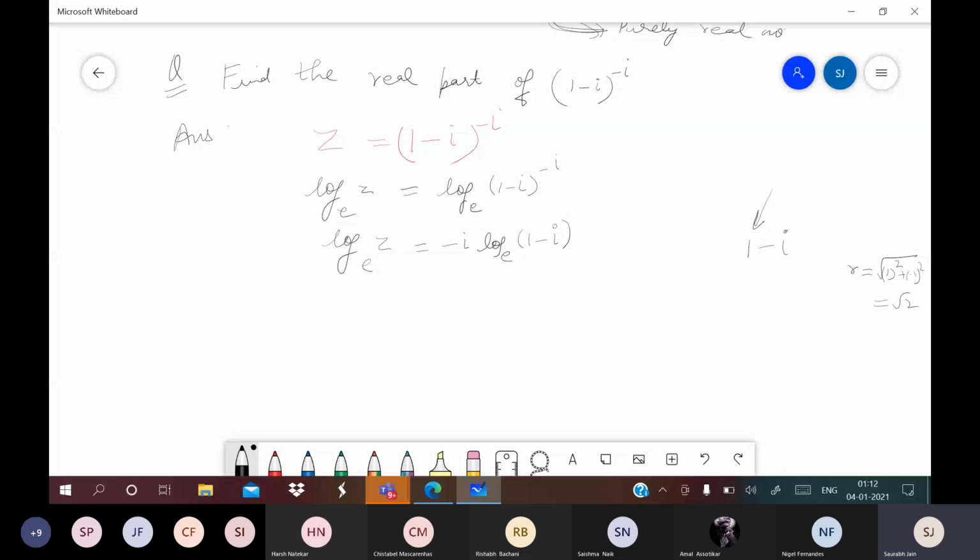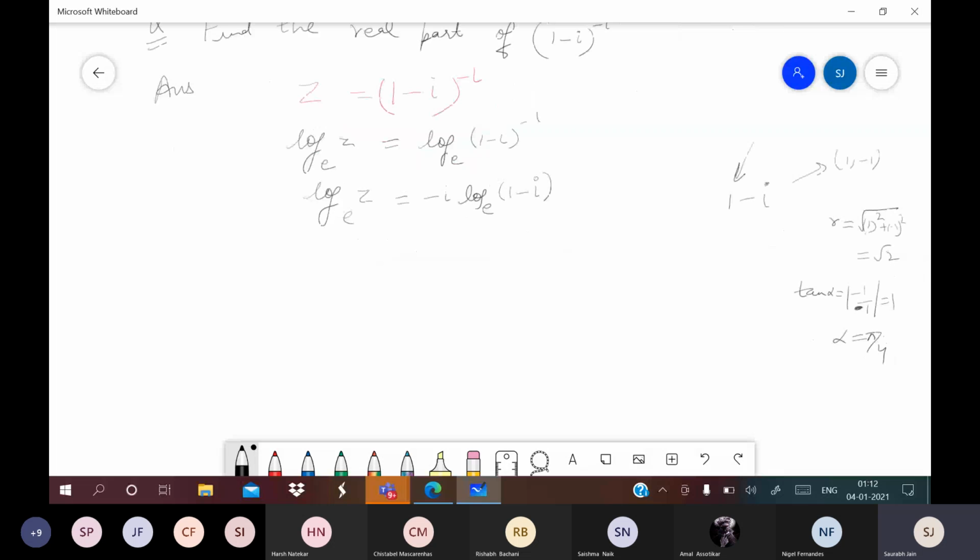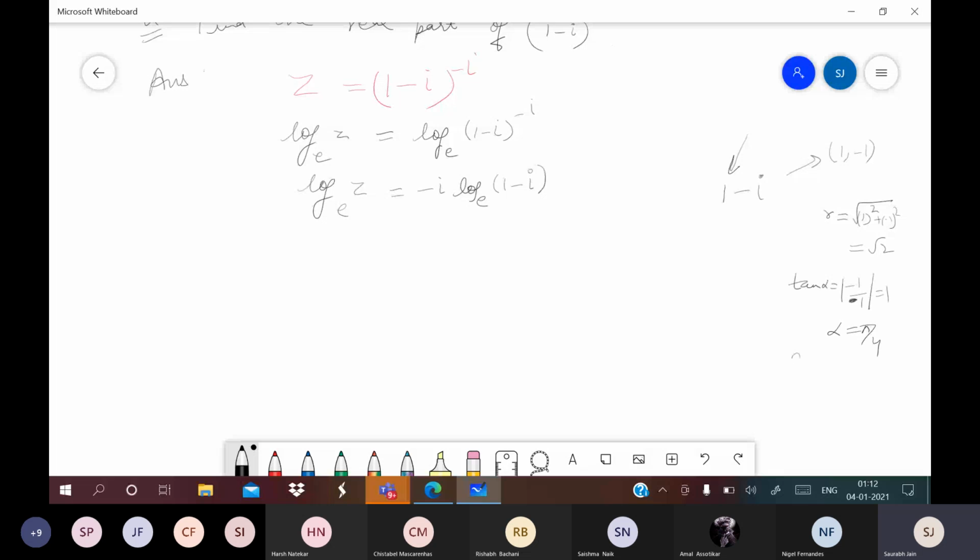Now we have to find the argument. So tan alpha is mod y by x. This is 1, so alpha is pi by 4. Where is the point situated? 1 comma minus 1. x positive, y negative, fourth quadrant. So argument of z will be minus pi by 4. Now how to write the same thing? r into cos theta plus iota sin theta. This is the polar form.